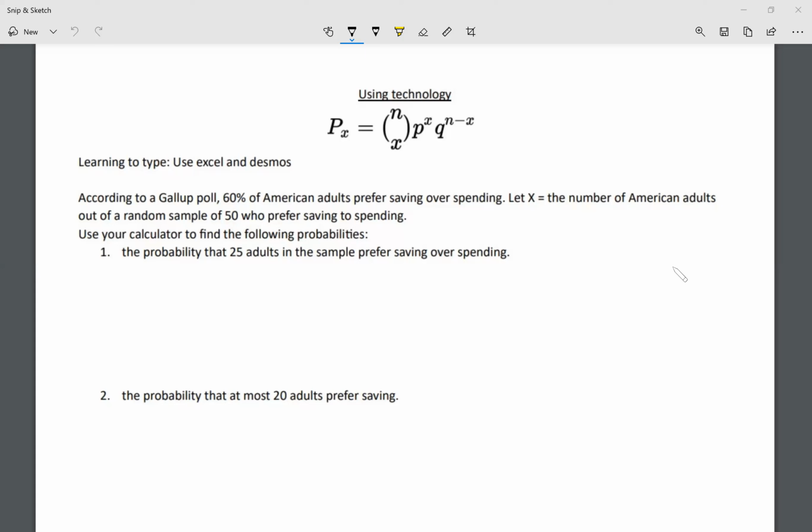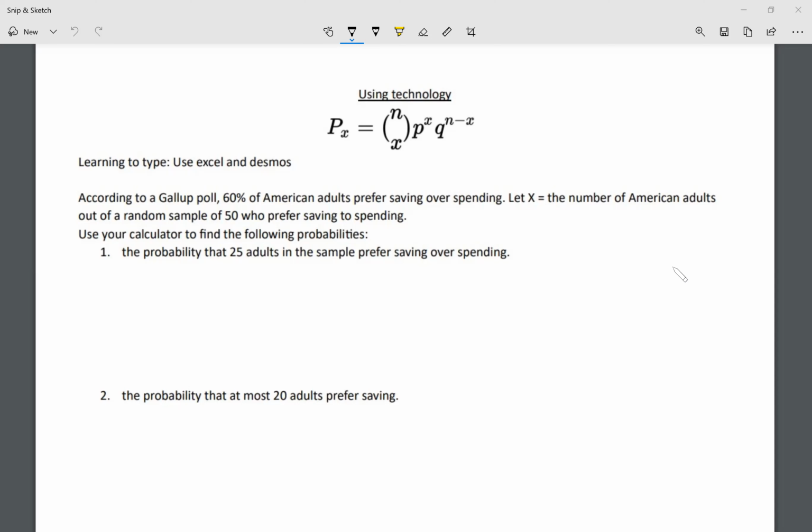So we're going to be using either Excel or decimals. In my case, let me use Excel. If you use Google Sheets, it's the same thing. Now, according to a poll, 60% of American adults preferred saving over spending.